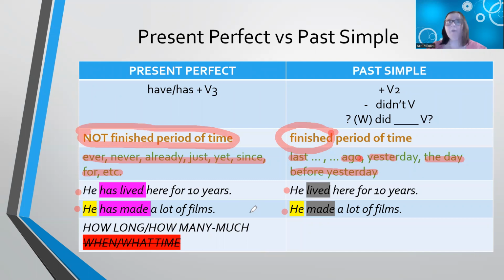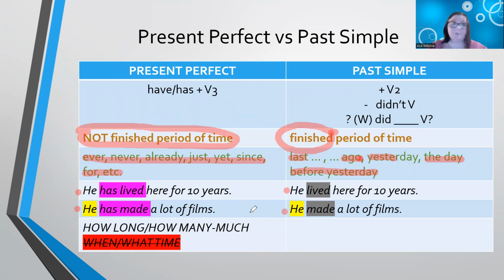For example, if we speak about Pushkin, we can say that Pushkin's works have been translated into many languages of the world. But if we speak about Pushkin himself, we use past simple always. Not only past simple, but we use past tenses because he died.